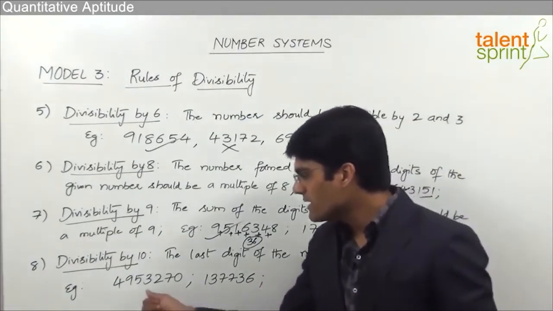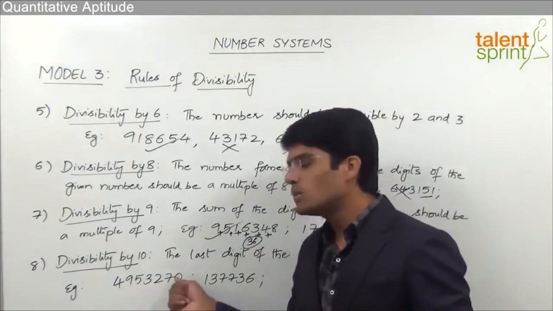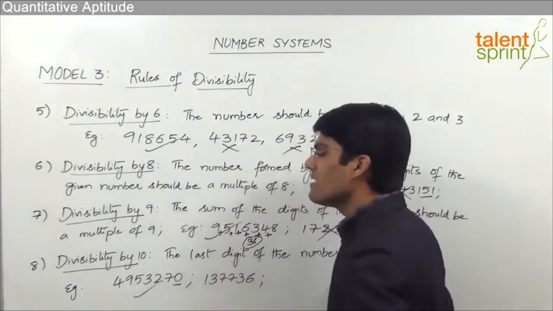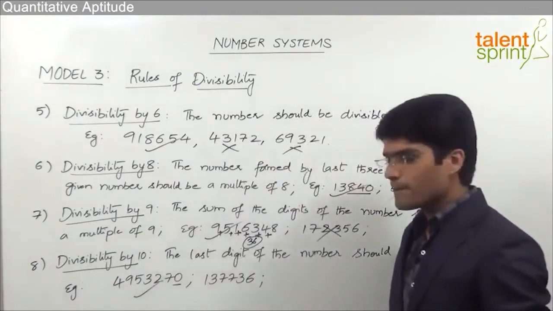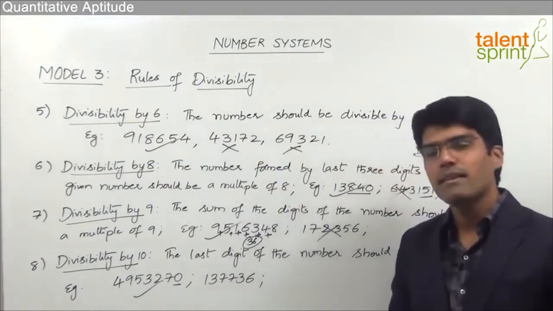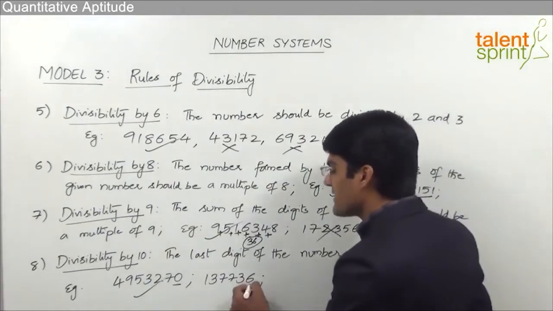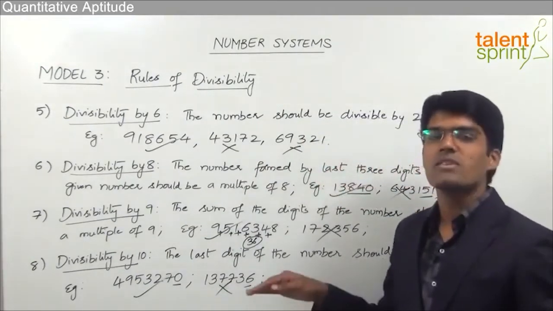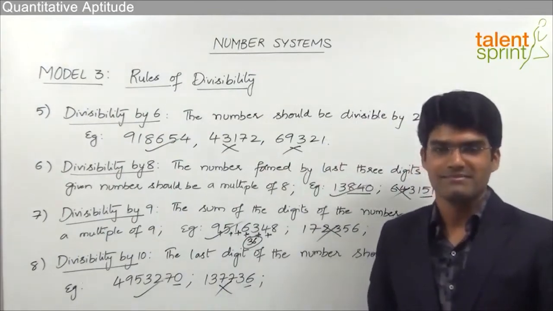If we take some examples here, this number 4953270, we find that the last digit is 0. Hence, directly we can say this number is divisible by 10. But if you look at the number 137736, the last digit is 6. And hence, this number is not divisible by 10. So that's how we check the divisibility for 10.